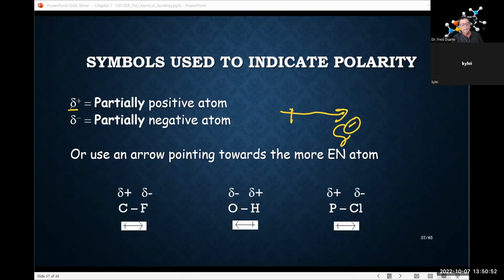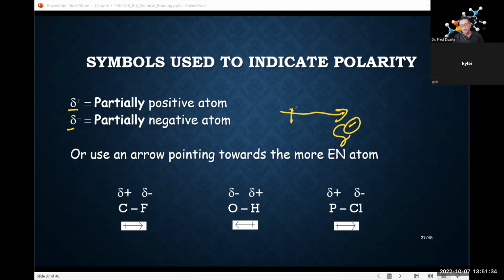This delta symbol is lowercase delta, which means it's partial, not a full charge like ionic compounds where you have a full positive and a full negative. In covalent bonds, for polar bonds, we have a partial positive side and a partial negative side, because one of the elements is pulling the electron density tighter than the other. The one with higher electronegativity has more electron density around it, compared to the other one that has less, because the shared electrons are being pulled toward one.